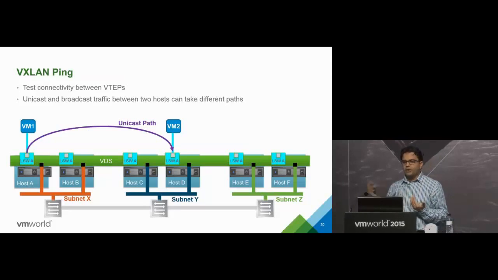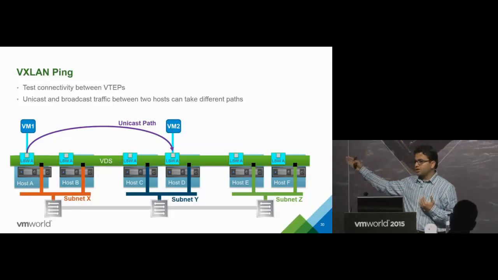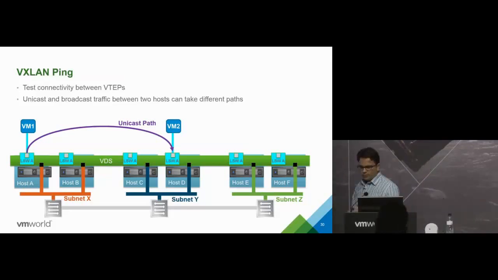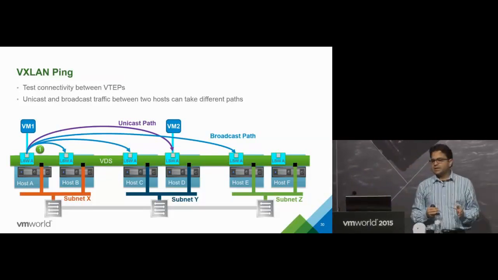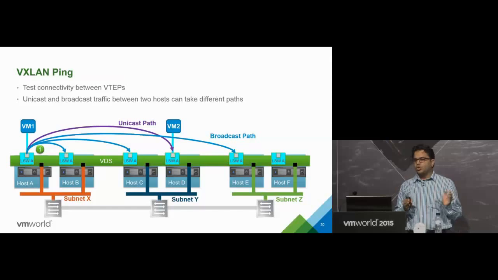VM1 is trying to send a packet to VM2. Host A knows the location of VM2 because the NSX controller knows about it, and it's going to send it over to VM2 using the same logical switch A. But broadcast is handled differently in the NSX platform. It happens in 2 stages.